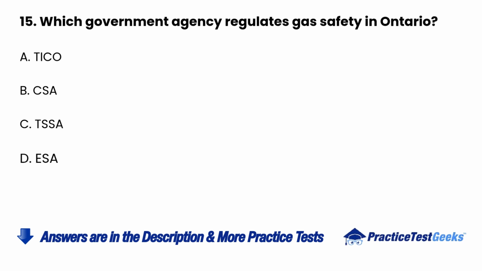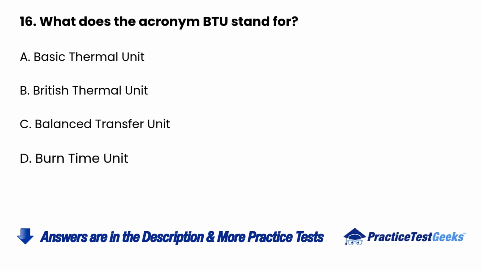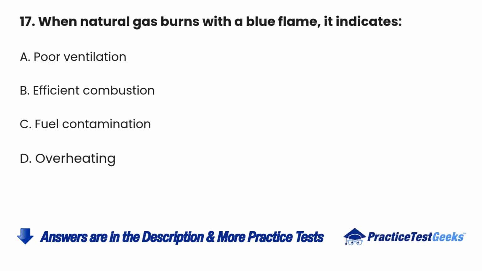15. Which government agency regulates gas safety in Ontario? A. TECO. B. CSA. C. TSSA. D. ESA. 16. What does the acronym BTU stand for? A. Basic Thermal Unit. B. British Thermal Unit. C. Balanced Transfer Unit. D. Burn Time Unit.